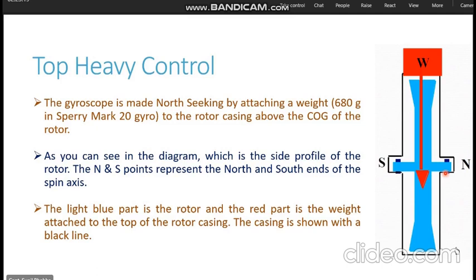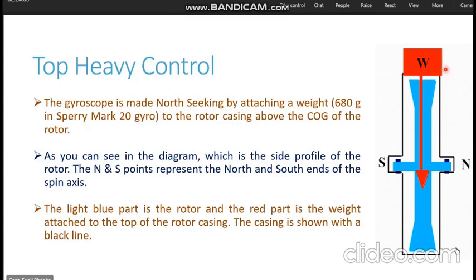Now the gyroscope is made or controlled to point in one direction by attaching a weight on top of the casing. You can see this red color weight which is fitted on top of the casing. You can consider it is welded on top of the casing, and this weight is approximately close to 680 grams. The Sperry Mark 20 gyro is one particular model of the gyro compass which is very frequently used. They use a weight of 680 grams.